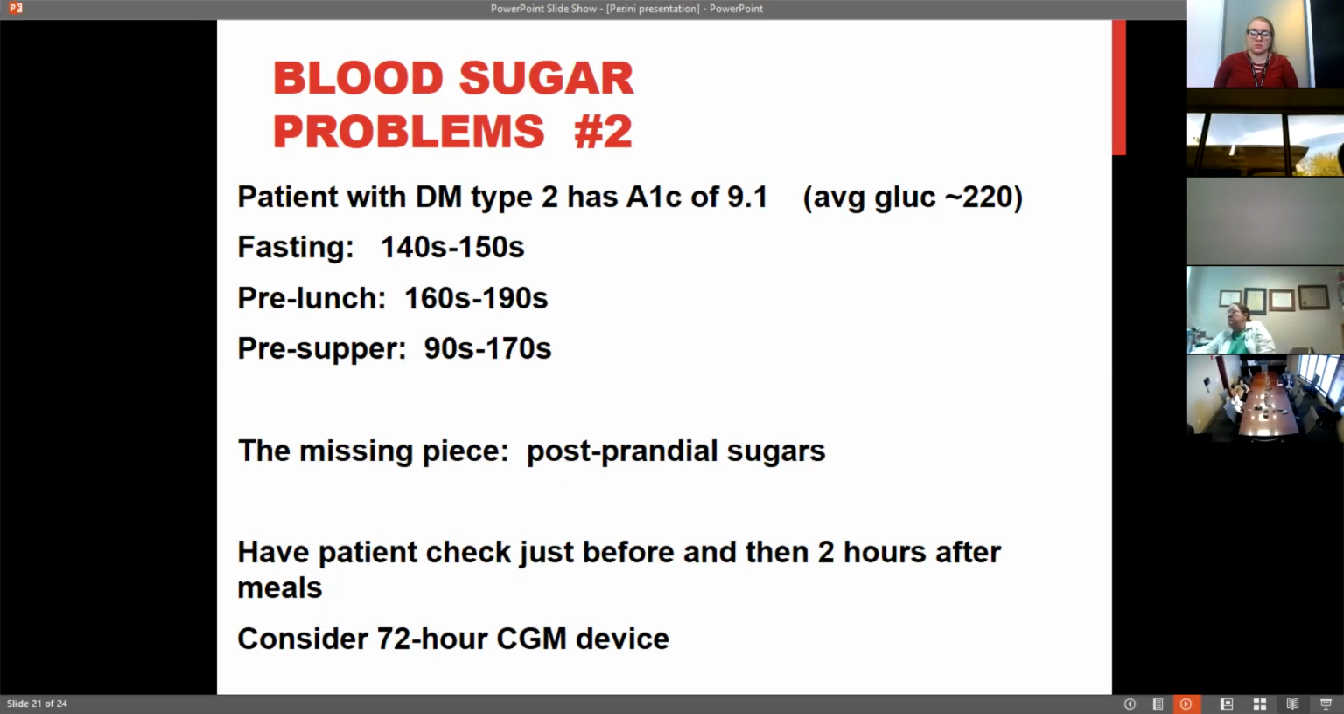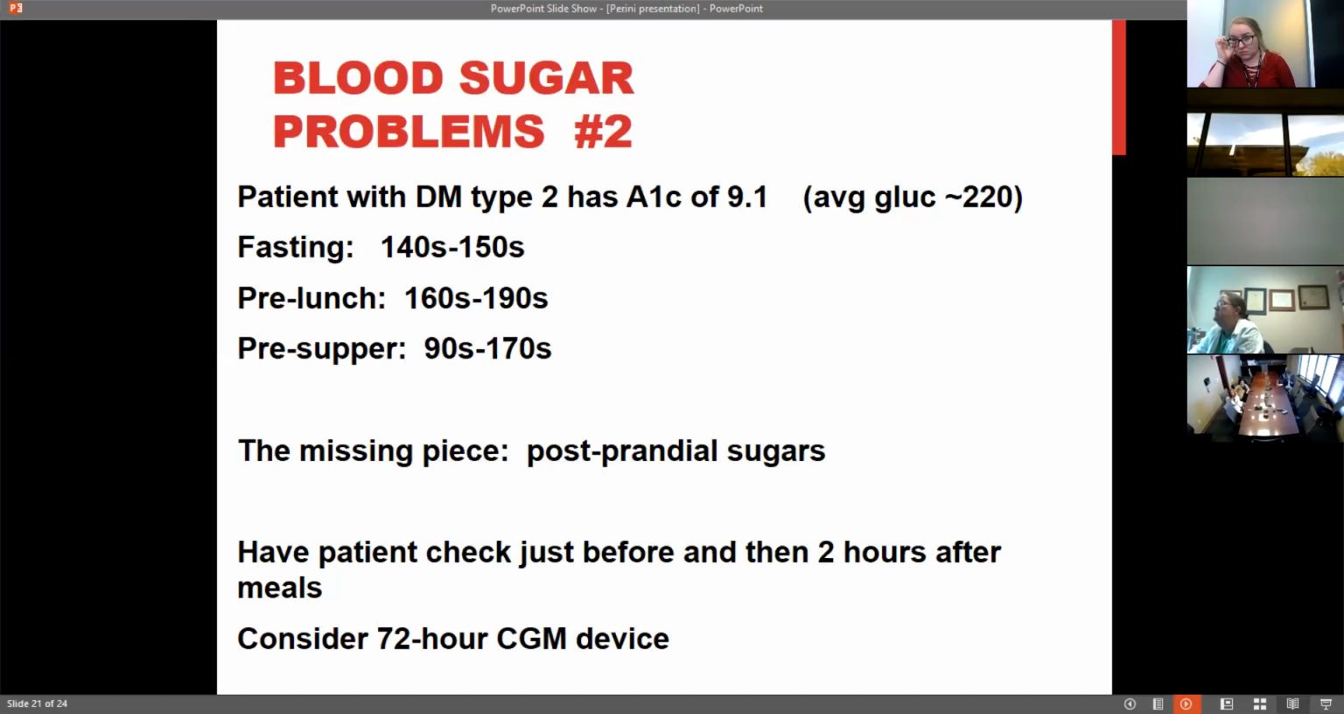And they don't have to do this every meal. You can tell them, 3 times a week, check 2 hours after your biggest meal. And then you'll get a sense of how high are they going and after which meals are they getting higher and to what degree are they climbing.